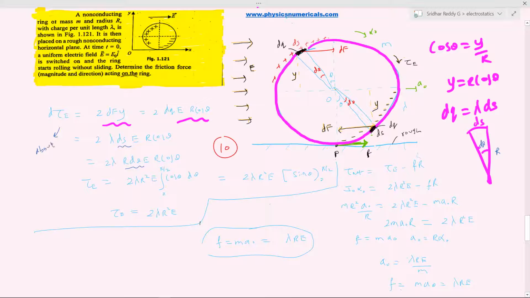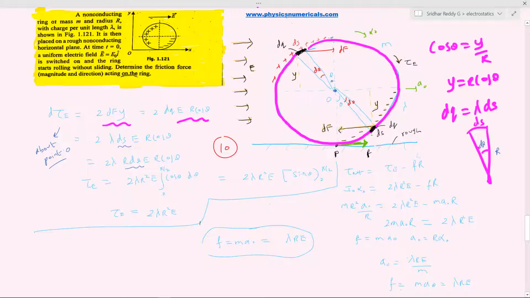About O, what is O? The center of the ring. Further, 2 lambda r square E cos theta d theta. Where is the charge present? The charge is present from here to here, no? 0 to pi by 2.